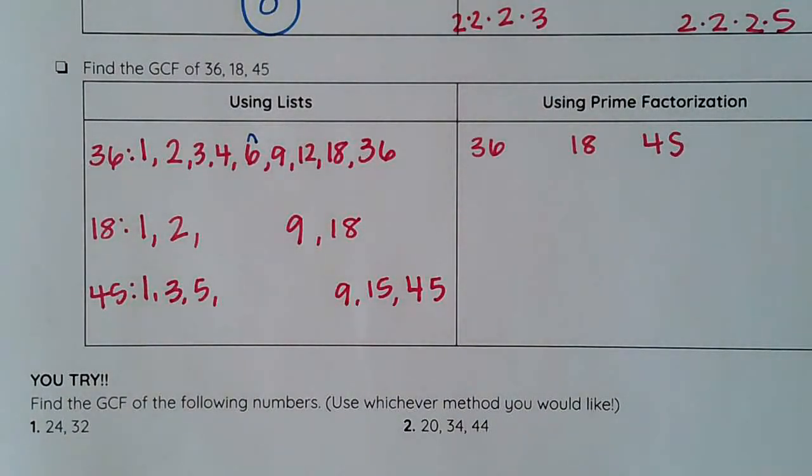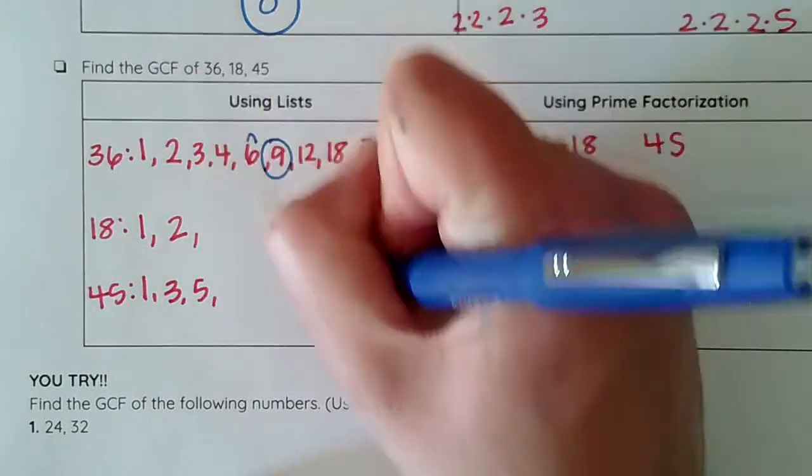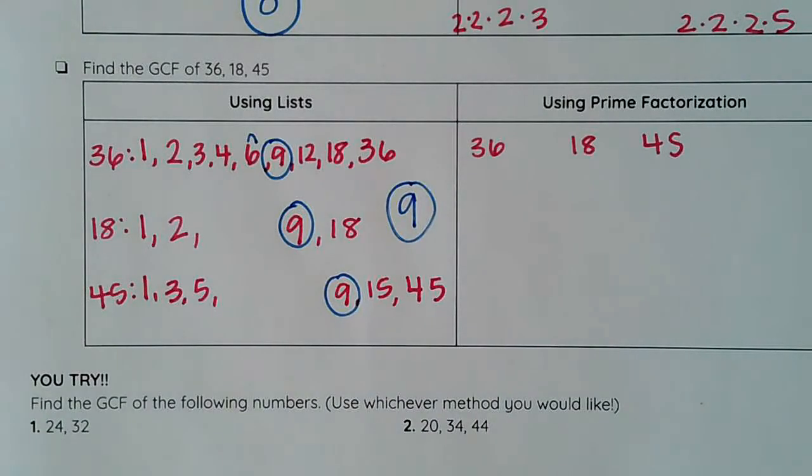Now I look for my factors that I have in common. I find the largest one, which in this case is 9. So my GCF is 9.